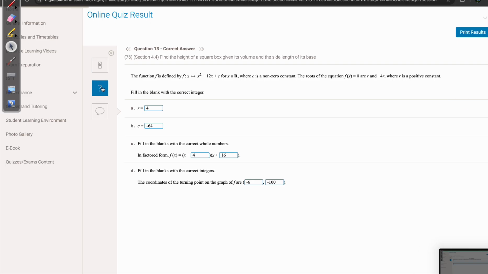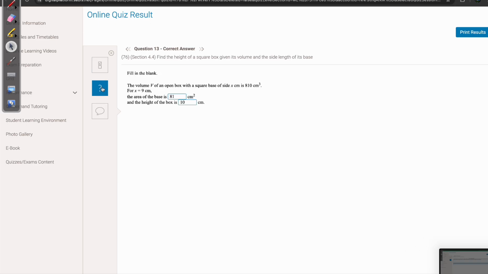Number 13. The volume of an open box with a square base of side x centimeters is 810 centimeter cube. For x is 9, what's this first part at this point? They said the side is x. Okay. Open box, square base.